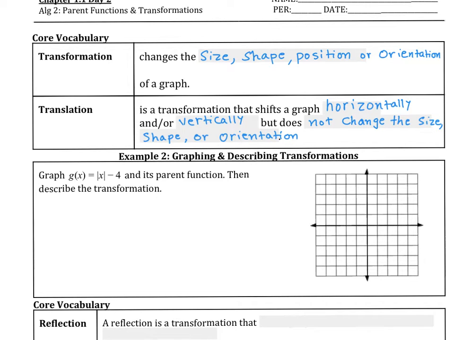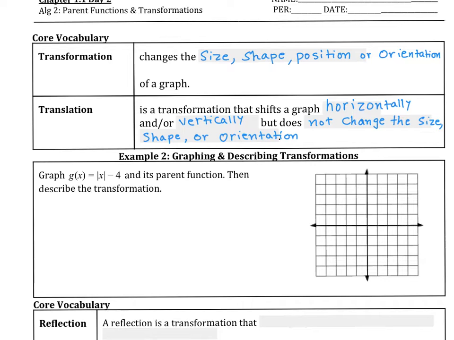Now, what is translation? So, the translation is a transformation that shifts a graph horizontally or vertically but does not change the size, shape, or orientation. So, in this case, you are just moving the same graph from one place to another, but you're not changing the size or the shape of the graph.